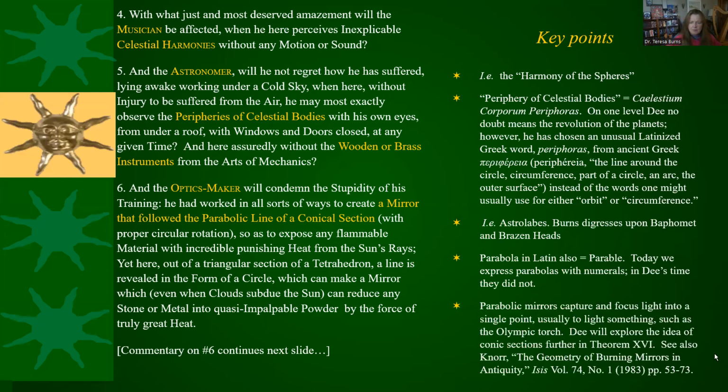All right. Parabolic mirrors, they capture and focus light. In ancient times, you have descriptions of this where they light something like the Olympic torch in the original Olympics. Dee's going to explore the idea of mirrors and conic sections further in Theorem 16 and other places also. But if you want to know about the geometry of burning mirrors in antiquity, here's a citation for you. Particularly if you're a grad student interested in Dee and looking to how you can talk about this subject further.